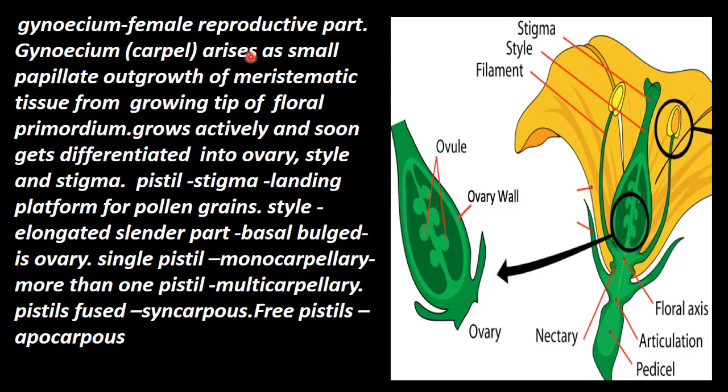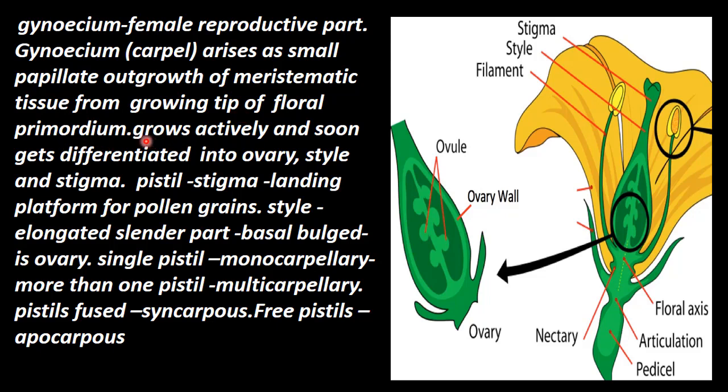It arises as a small papillae, a small finger-like structure. It is an outgrowth of meristematic tissue from the growing tip of the floral primordium. What is this floral primordium? These are the primordial cells from which the flowers develop. So a small papillate growth forms from the meristematic tissue, and from there this gynoecium develops. Okay.